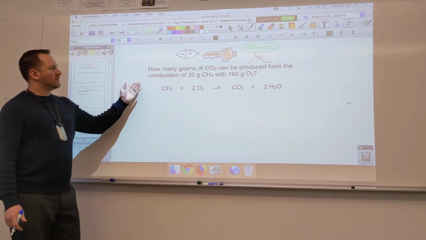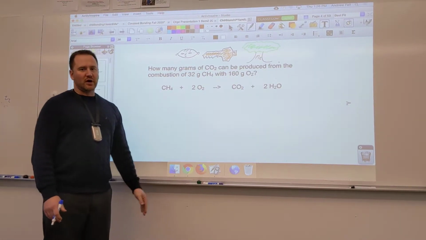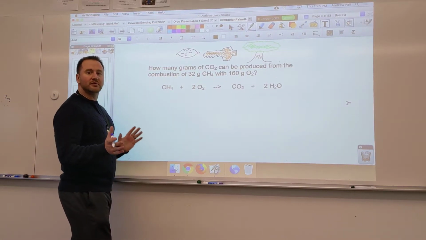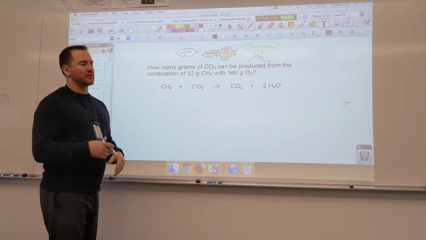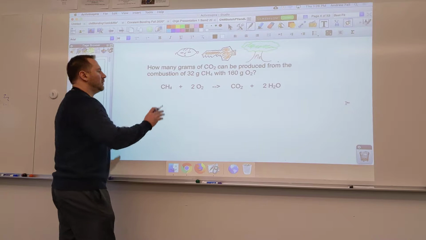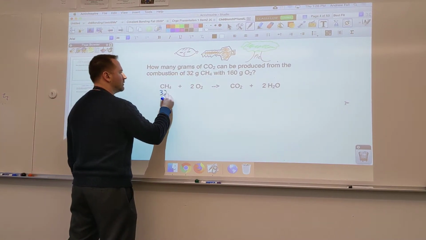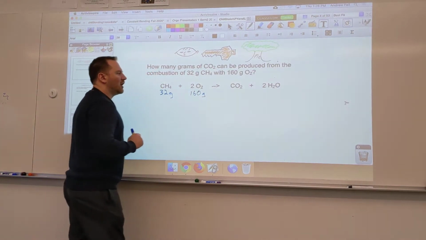So in this problem, we're given that we're reacting 32 grams of methane with 160 grams of oxygen. So what I'm going to do is write down how much of each reactant I have in grams in this case. You could also be given later on in the year liters or a molarity and a volume of solution. But for now, we're just going to do grams. So we have 32 grams of methane and we have 160 grams of oxygen.